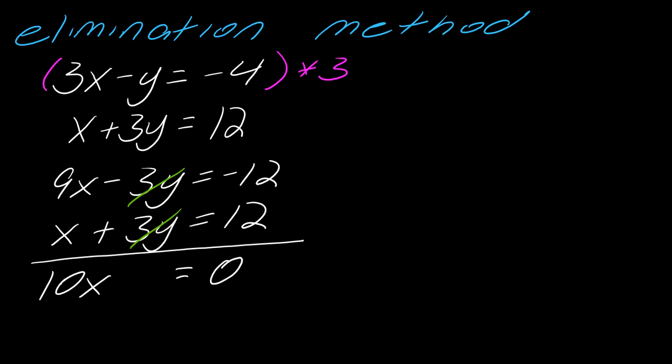So I'm left now with 10x equals 0, so I can solve for x. If I divide both sides by 10, 0 divided by 10 is just 0. So I get x equals 0. That's what we found before, right? So that's not surprising. And then I'm going to do the same thing.